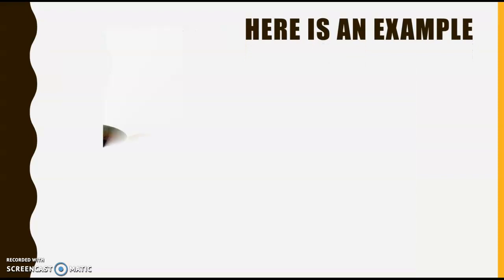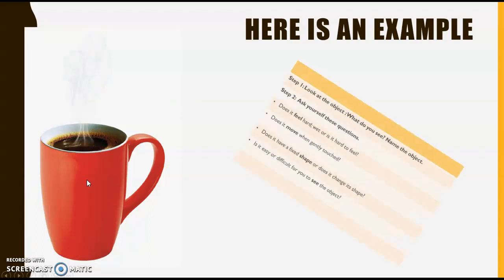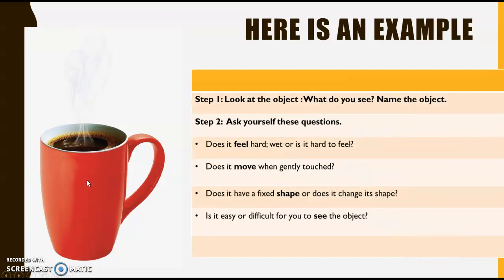And here is an example. Let's look at our beautiful red coffee mug and try to answer these questions. We're only looking at the coffee mug. Ignore the rest, please. Step 1, look at the object. What do you see? I see a coffee mug. And ask yourself these questions.